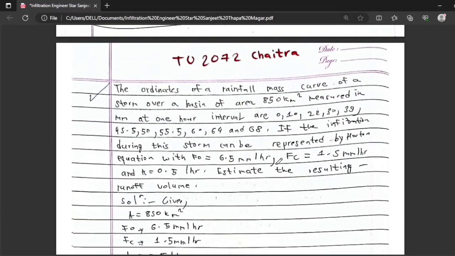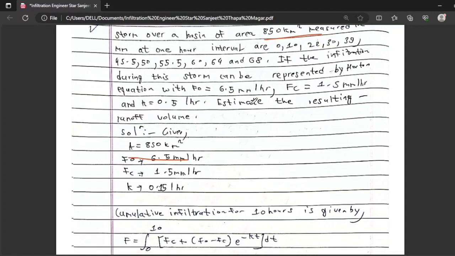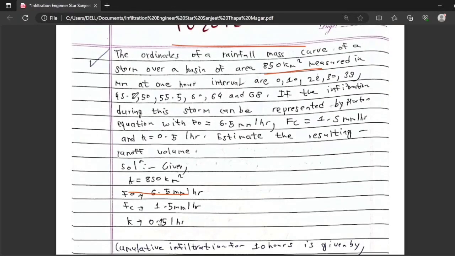The next question was asked in Tribhuvan University 2072, Chaitra. The ordinates of the rainfall mass curve of a storm over a basin of area 850 km², measured in millimeter at 1 hour interval, are 0, 10, 22. This is the rainfall mass curve, so it will always be in increasing order. So 10 is greater than 0, 22 is greater than 10, 30 is greater than 22. Mass curve means total accumulated rainfall: 0, 10, 22, 30, 39, 45.5, 50, 55.5, 60, 64, and 68.